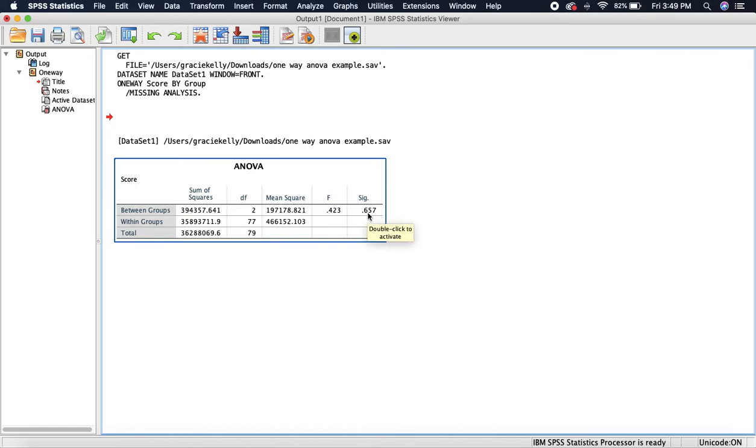If it is less than 0.05, we can conclude that there is a significant difference in average numbers of hamburgers eaten per month in people in blue shirts, red shirts, or green shirts. However, we see here that our significance level is 0.657. This means that we cannot conclude that there is a difference among the three groups.